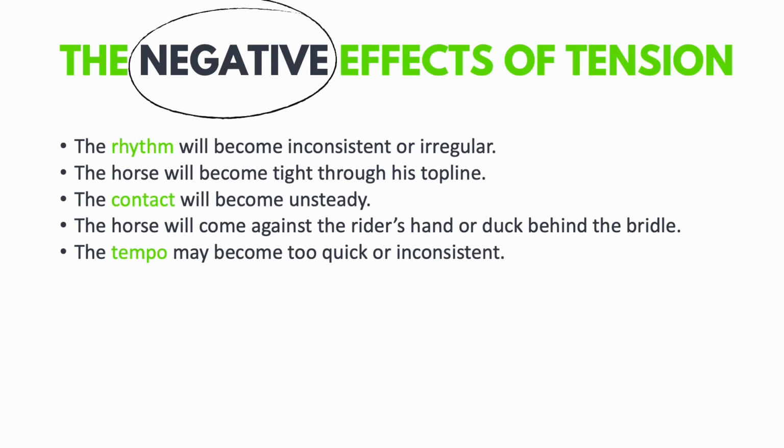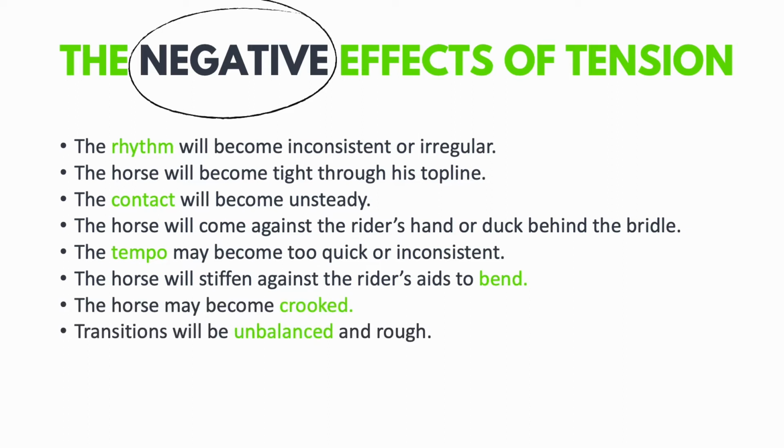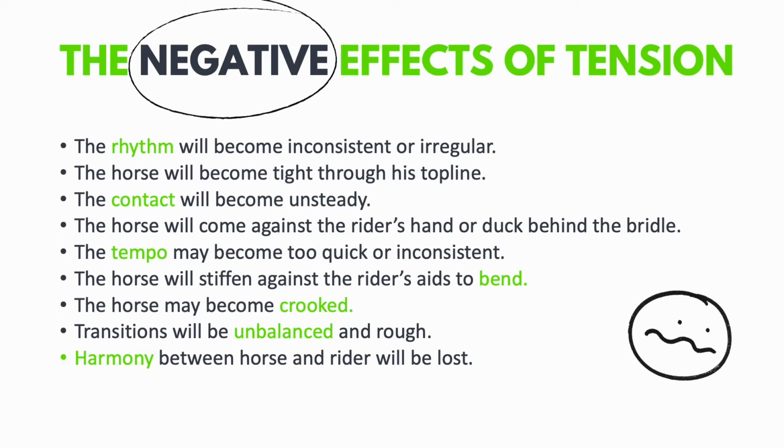And if the horse is stiff through his body, he will stiffen against the rider's aid to bend, making it very difficult to ride through circles, turns and corners, and to position the horse correctly for lateral movements. It also may mean that the horse becomes crooked and the transitions become unbalanced and rough. Ultimately, the harmony between the horse and rider will be lost. So as you can see, this is not a pretty picture. As soon as tension comes into the equation, you lose all fluidity and control over the horse because his body just tenses up.